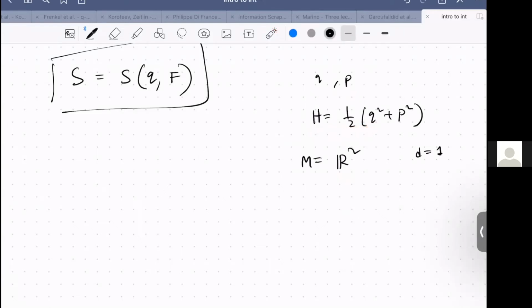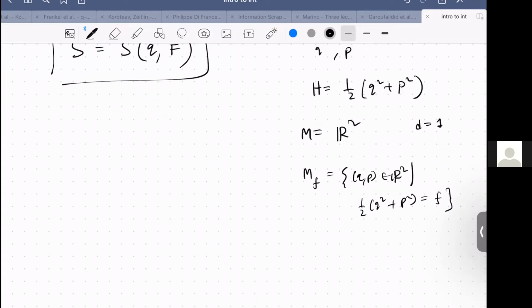And then what are the level curves? So MF is the set of points (Q, P) in R2 such that half Q squared plus P squared equals, let's say, F. So what do these level curves look like? Let's say this is my Q, this is my P. Then the level curves are just circles, right? Of radius root 2F. And the circle is my MF. Is it clear now what the MFs are? Yes. Okay. Thank you.